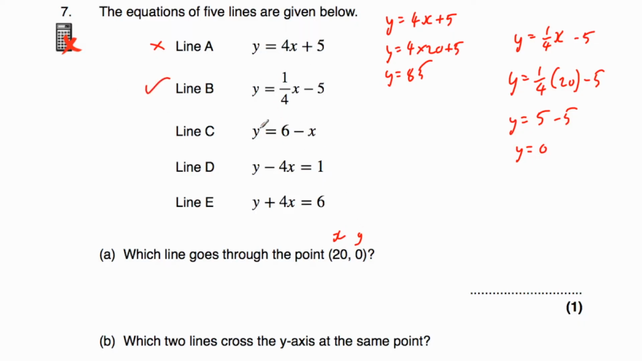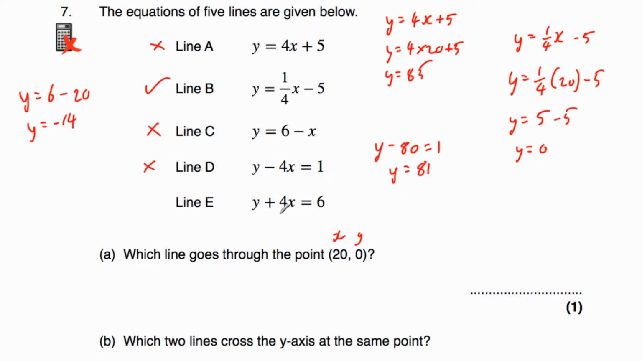Now let's just check with the others. Line C, we would have y equals 6 minus 20, because x is equal to 20. 6 minus 20 is equal to minus 14. So that line doesn't pass through the point (20, 0). It passes through (20, -14), so no. Our next one, line D, would have y minus 4 times x, which is 4 times 20, which is 80, equals 1. Add 80 to both sides, we get y equals 81. That's not 0, so it doesn't pass through that point.